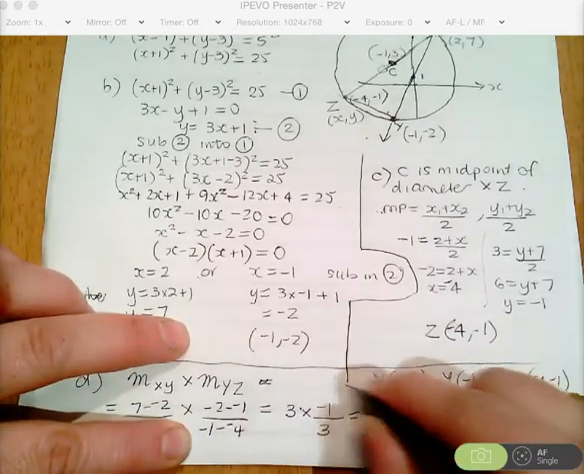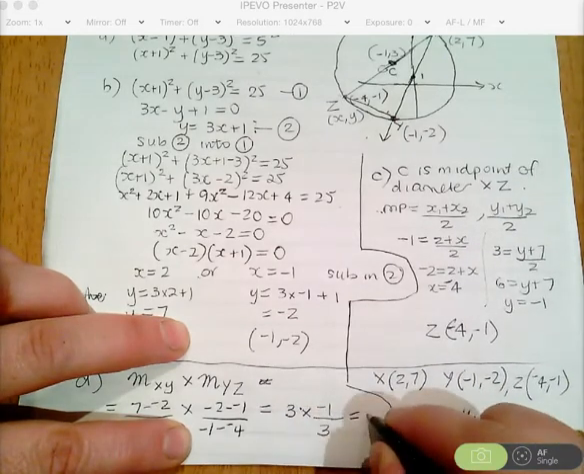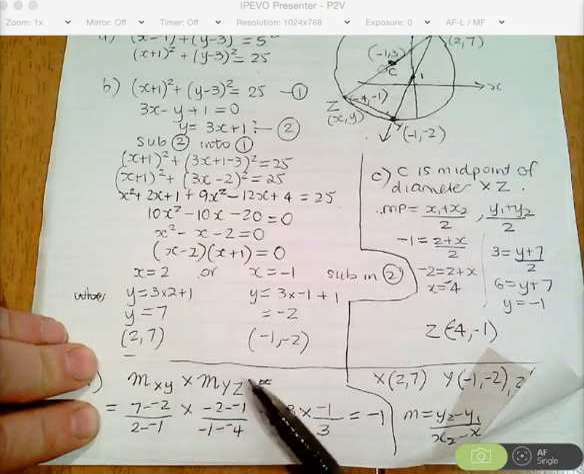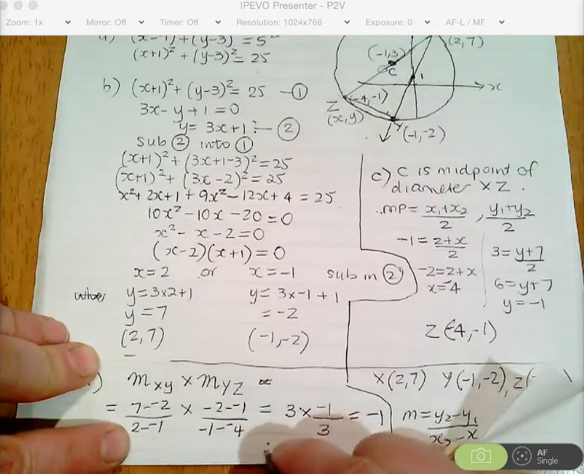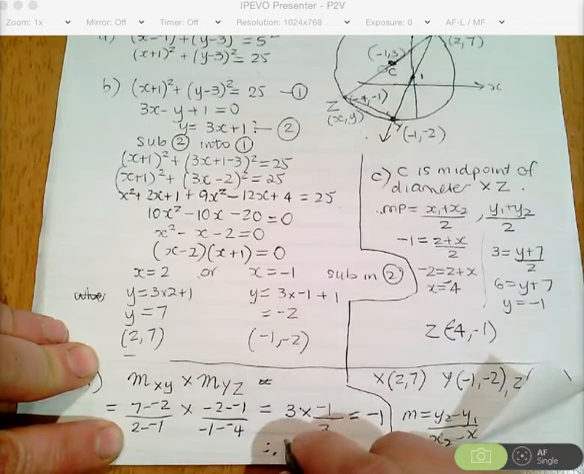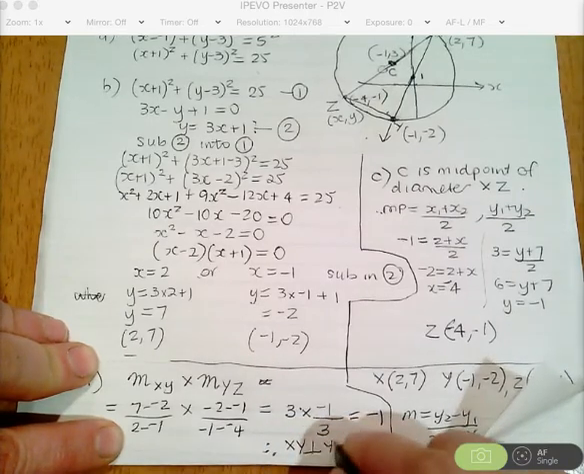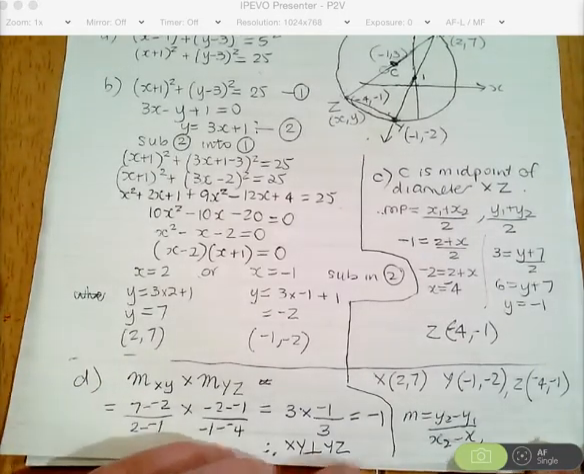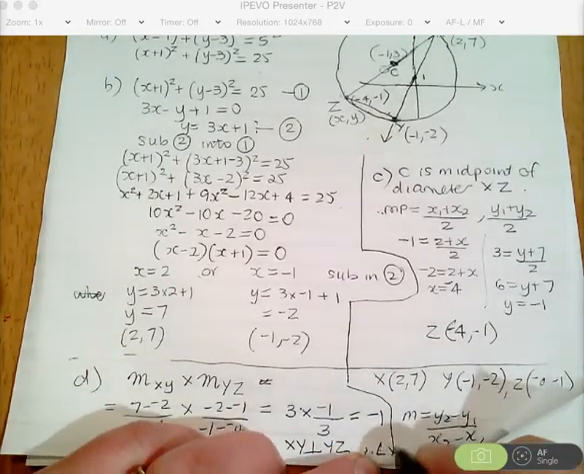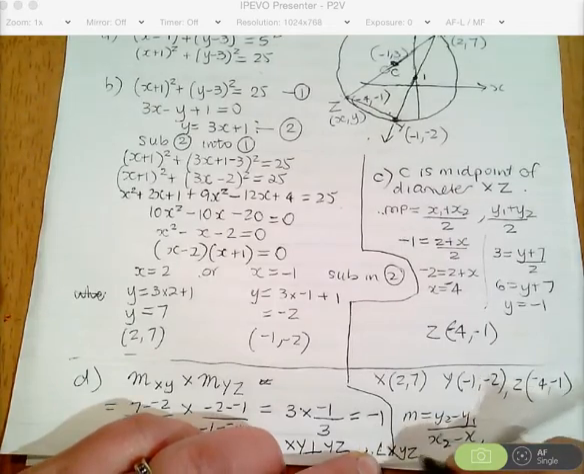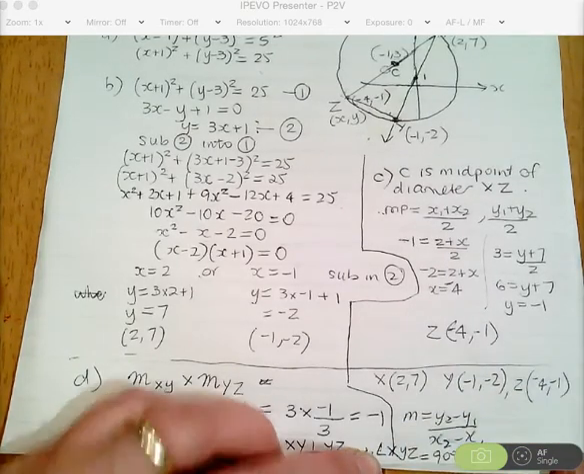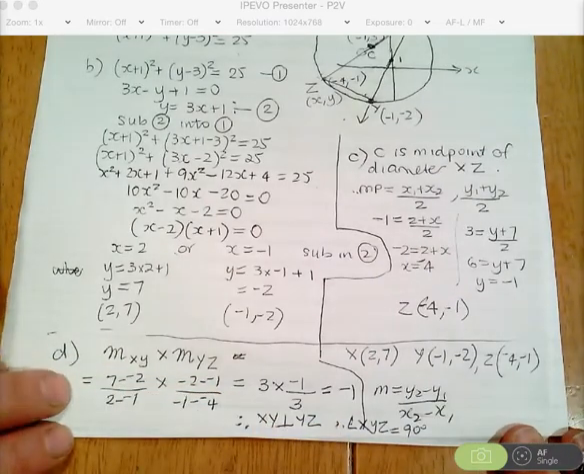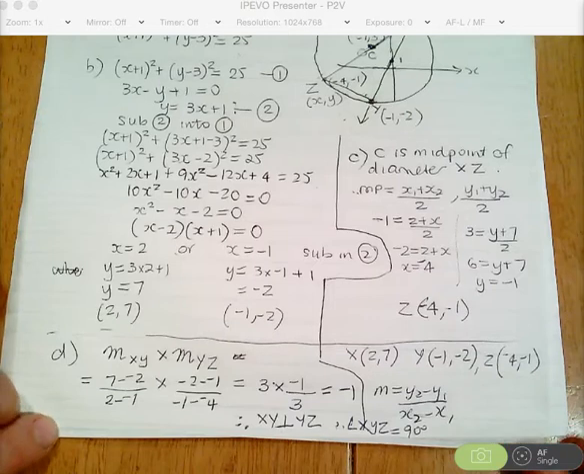Now, looking at those, 3 times -1/3 is -1. So therefore, the gradient of XY times the gradient of YZ is -1. So therefore XY is perpendicular to YZ, and we can now conclude that angle XYZ is 90 degrees. Sorry, I've just run out of space, but you should be able to see all that working there now. Okay, and that's the end of that question.